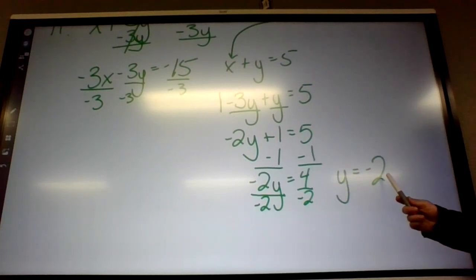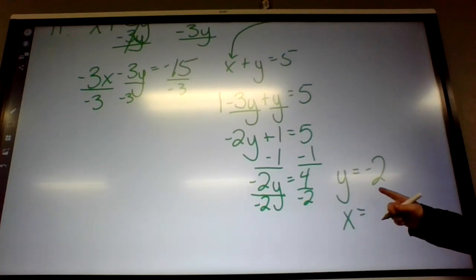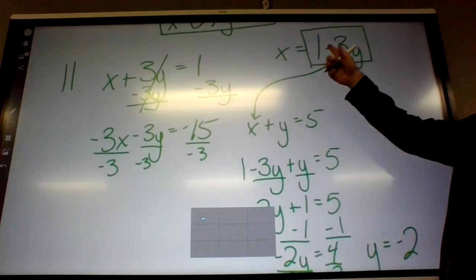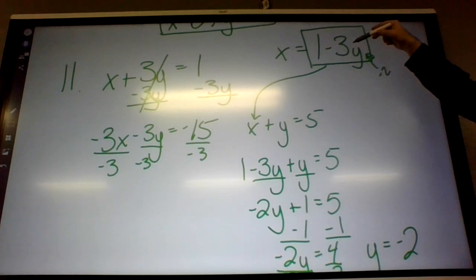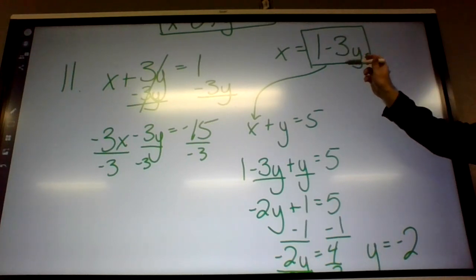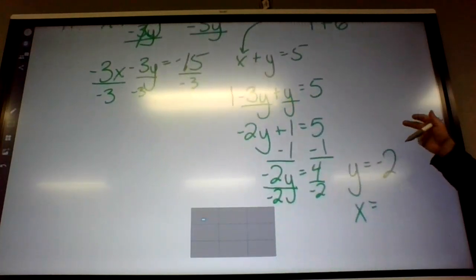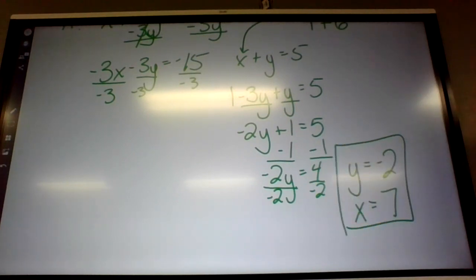Okay, so I got y equals -2. Now what am I going to do with that? I'm going to look for an equation where I can plug it in. We can really plug it in any equation, but the one that says x equals is usually the easiest. If I put -2 right there, 1 minus 3 times -2. -3 times -2 is positive 6, so that's like 1 plus 6. 7. All right, last one, 13.